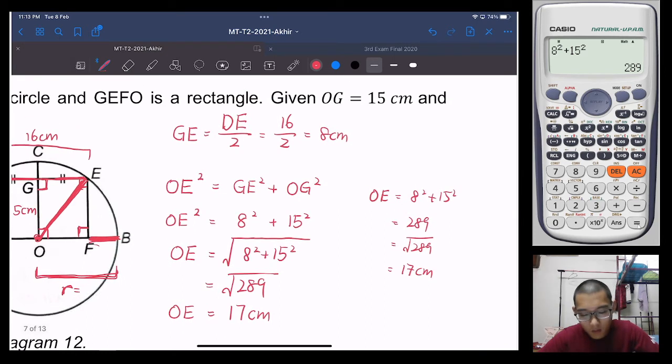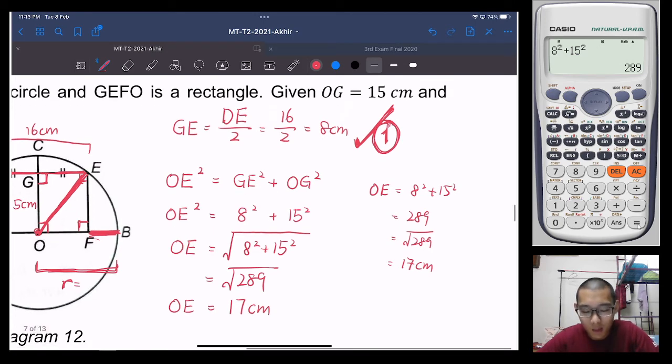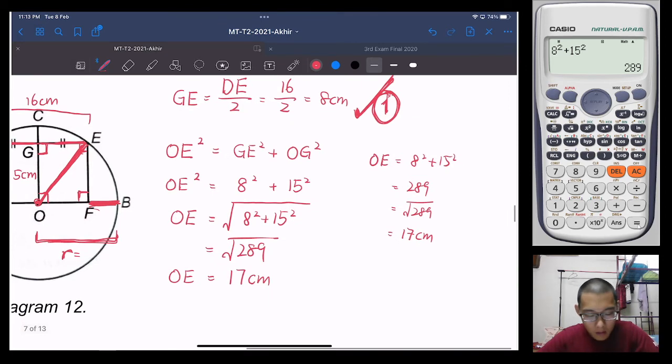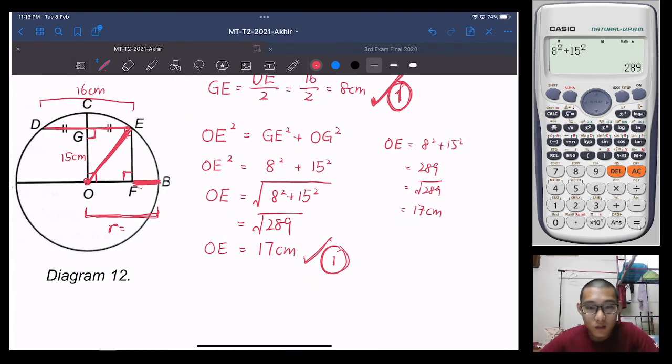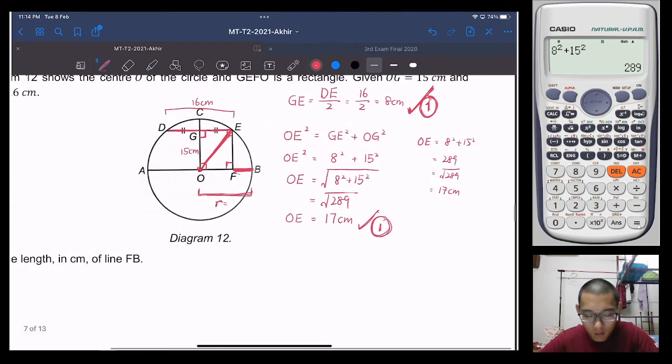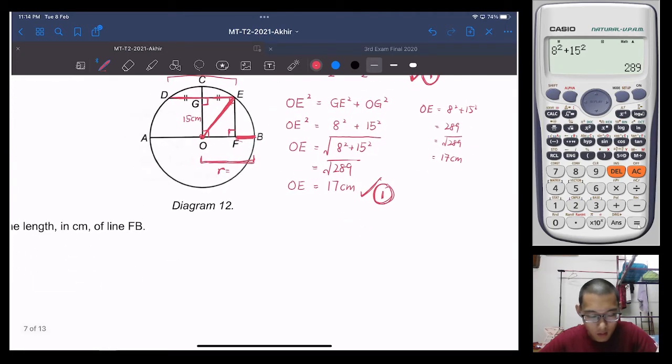So where are the marks given? First, you need to be able to find the GE. The length of GE, this one gives 1 mark. Teacher, if I didn't have this one, will you deduct the mark? No deduct mark. Later we'll see how. You are able to find the 17 cm, 1 mark, using the Pythagoras theorem. Using the Pythagoras theorem there is no mark, but here we have the solution, 17 cm. The last one, here now we have 17 cm as the radius.